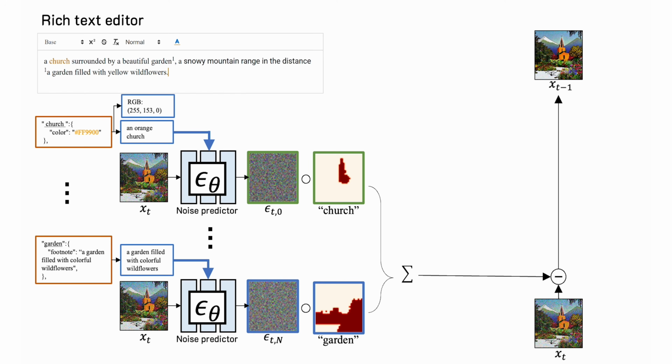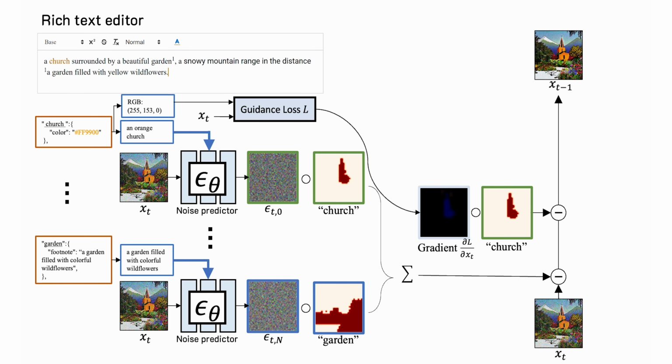This is great, but how do we get precise color control, like a specific RGB color triplet? To do so, we apply region-based gradient guidance using the current clean image prediction.